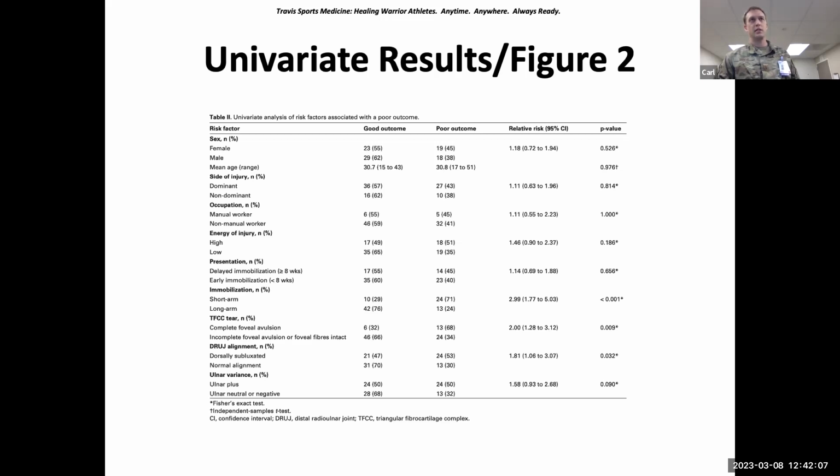The kind of TFCC tear, if there was a complete foveal avulsion, portended a worse outcome, and then the DRUJ alignment. If there was any subluxation, that typically showed worse outcomes there as well. Interestingly, all this talk that we normally do about ulnar variance and things like that didn't show any relation there, crossing over 1 in our relative risk. And also the delayed presentation, even for a traumatic injury, didn't portend poor outcomes.